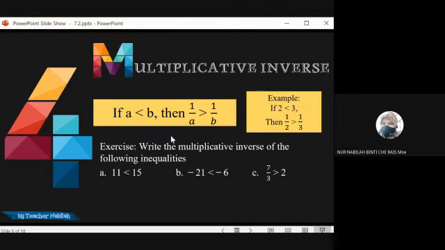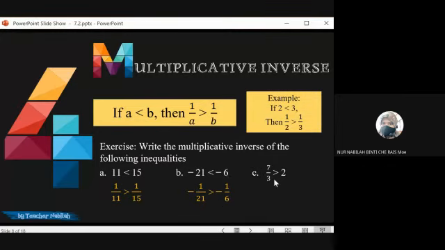Exercise: write the multiplicative inverse of the following inequality. So 11 less than 15. We can write it down as 1 over 11 more than 1 over 15. 1 over 11 more than, change the symbol, 1 over 15. Then negative 21 less than negative 6. So it becomes negative 1 over 21 more than negative 1 over 6.